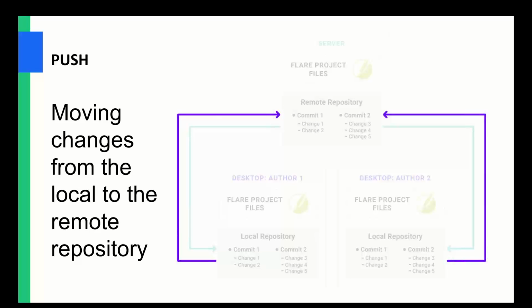So then there's a push, and this is the opposite of a pull, obviously. A push is where you move changes from your local repository up to the remote repository. And here's the order that you want to do things. First, you do a pull. And then after you do some work in your project, you save one or more commits with your changes to your local repository. And then you push those commits up to the remote repository.